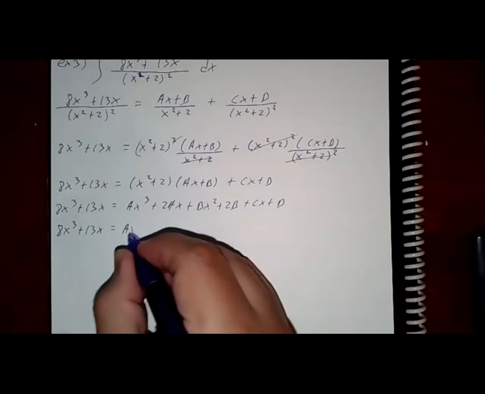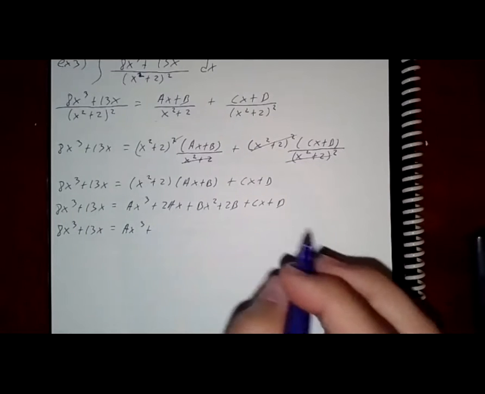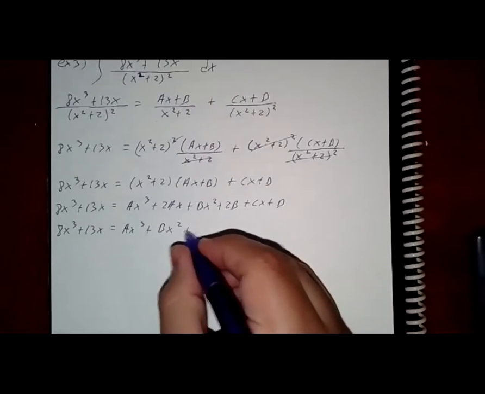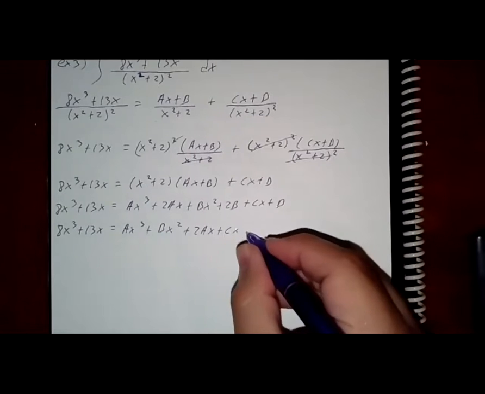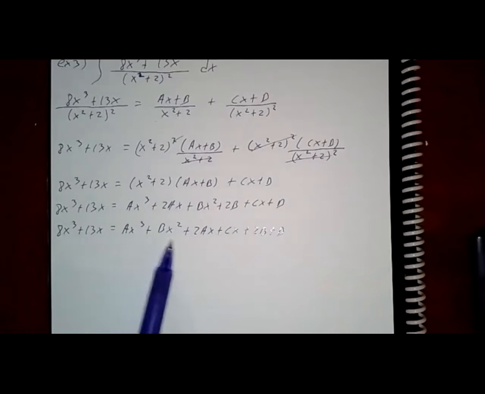So ax cubed plus bx squared plus 2ax plus cx plus 2b plus d. So here's the cube, the square, the x's, the constants.